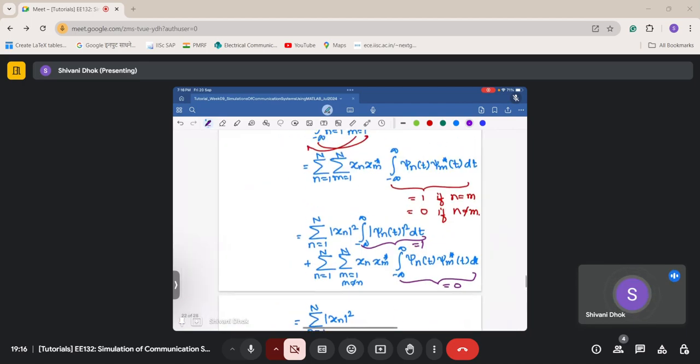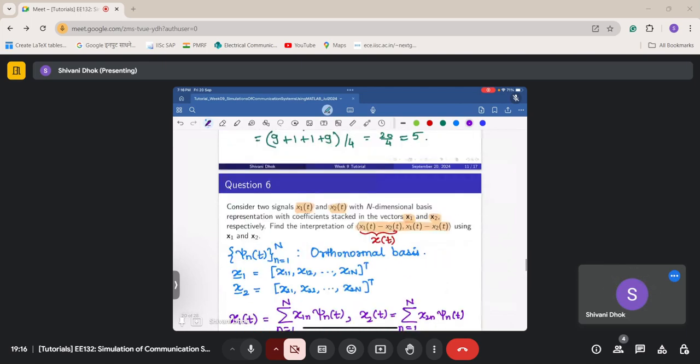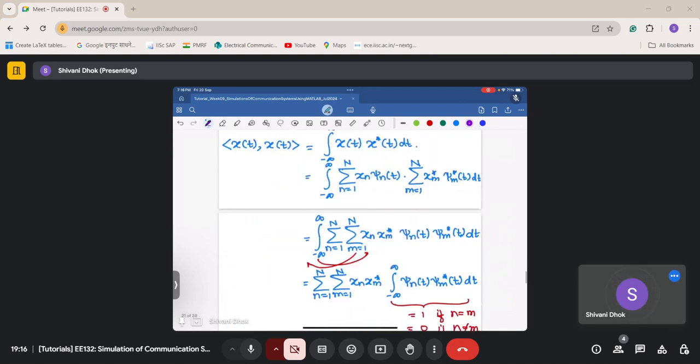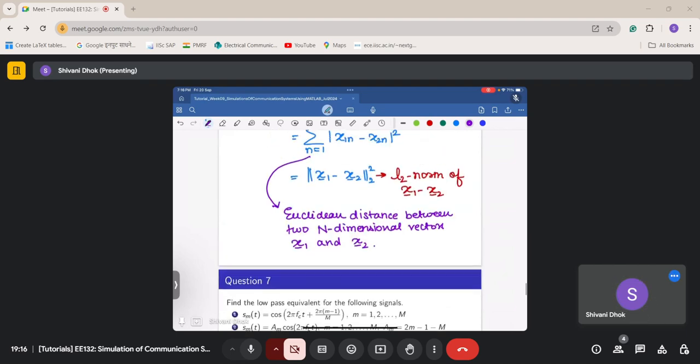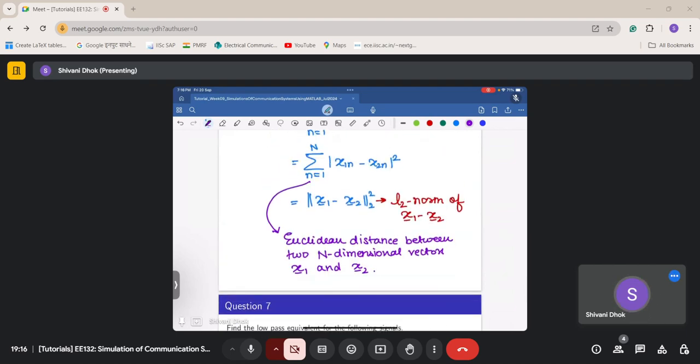So what happened here is we started with inner product of x1(t) minus x2(t) with itself, and that led to inner product. So this we can also write as inner product of the vectors x1 minus x2, and this inner product x comma y is basically defined as y Hermitian x. Same thing.